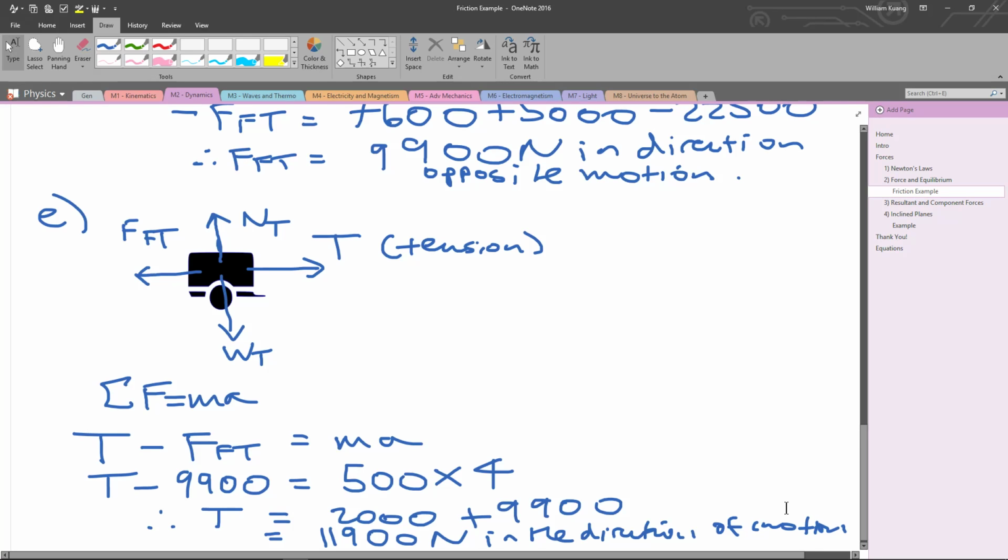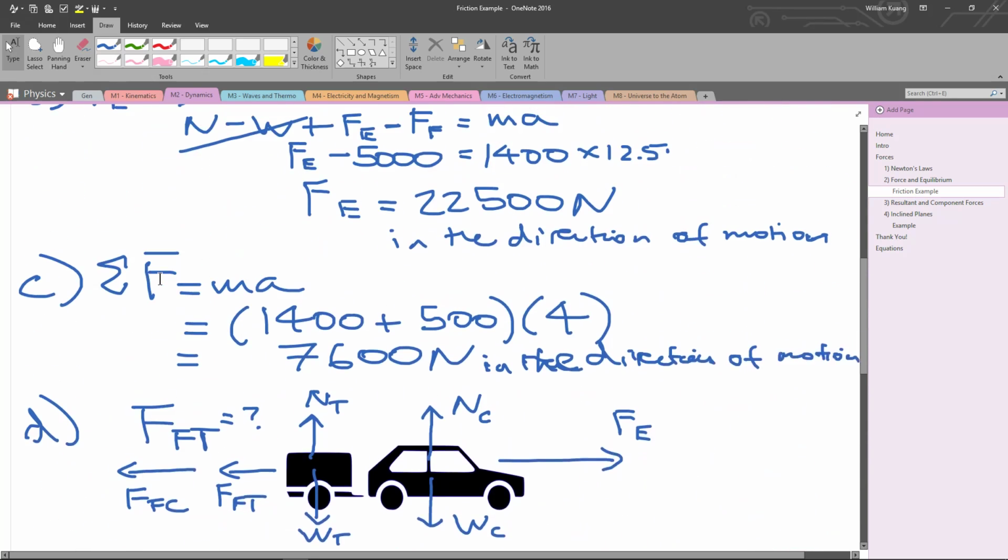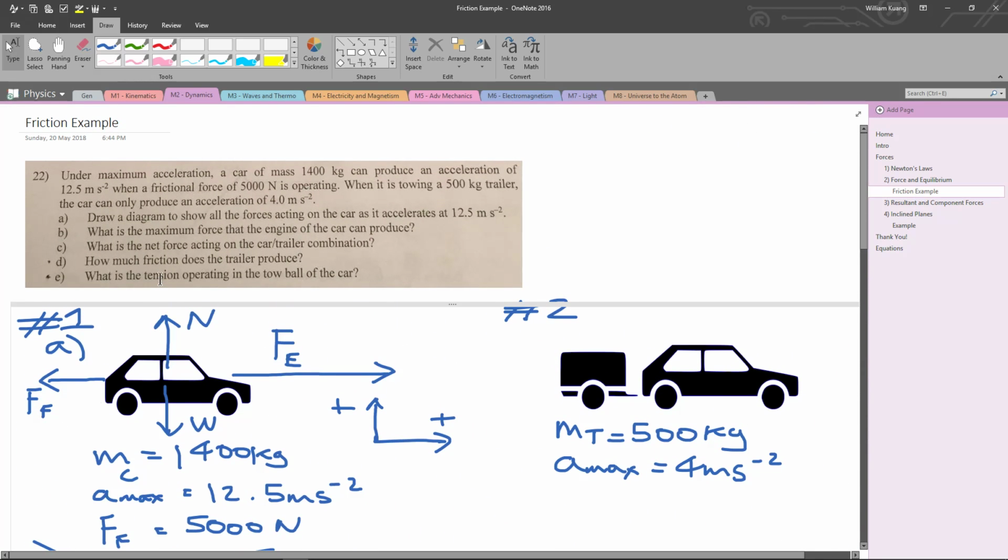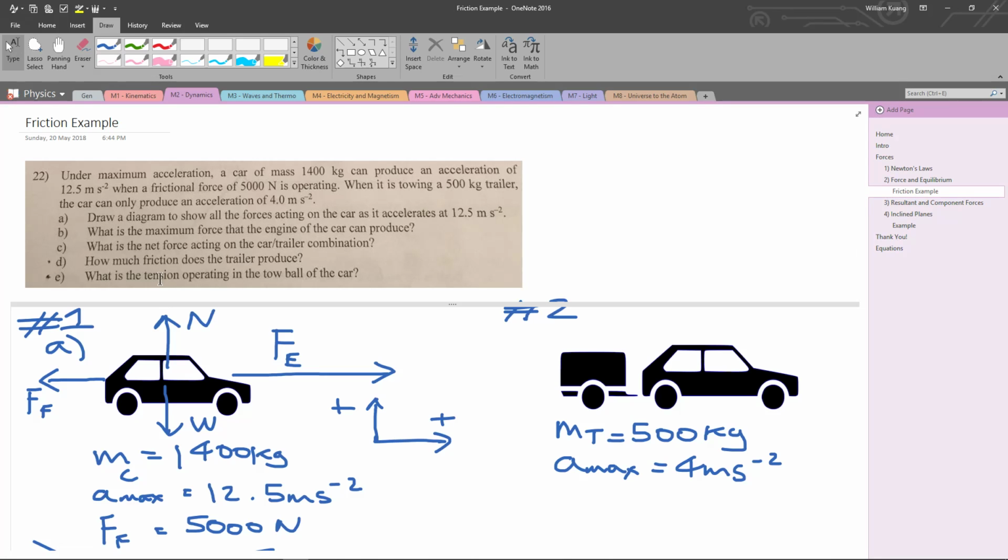All right, so that concludes this 5-part question that involves friction, as well as a slightly confusing concept where you have a car dragging a trailer. So I hope this wasn't too bad.